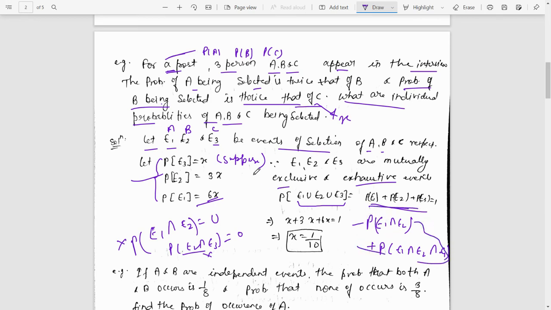And since these are mutually exclusive events covering all three people, the summation is going to be one. So you just need to add the individual probabilities, which are x, 3x, and 6x, and you get x as 1 by 10. Once you get x as 1 by 10, you can easily calculate the probabilities of E1, E2, and E3. So this is how this problem can be solved.